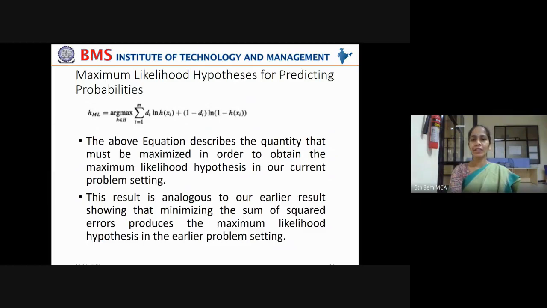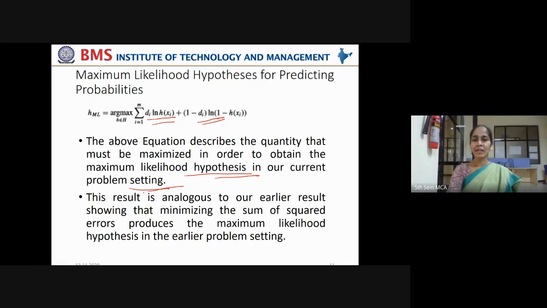Now this above equation describes the quantity that must be maximized in order to obtain the maximum likelihood hypothesis in our problem setting. So in order to maximize the likelihood of this hypothesis, what has to be maximized? Either the occurrence of this event has to be maximized to put it into a positive class, or the occurrence of this event has to be maximized to put it into a negative class.